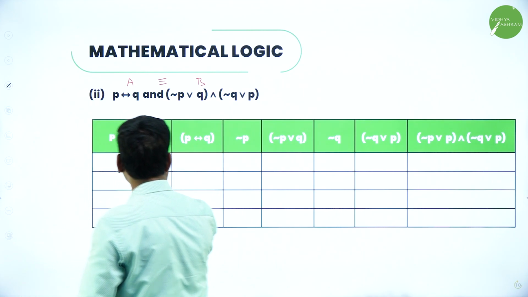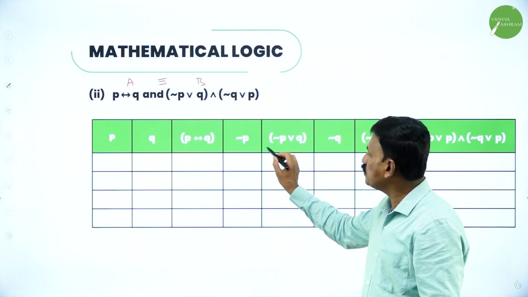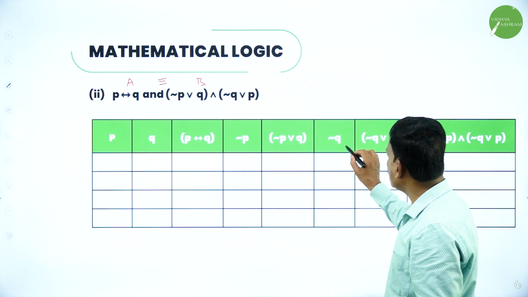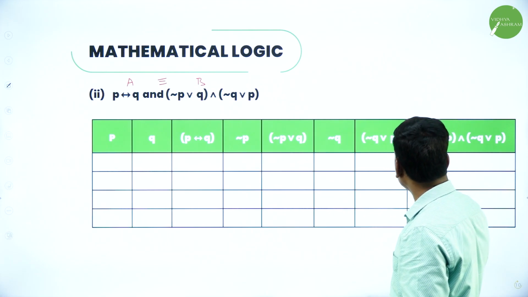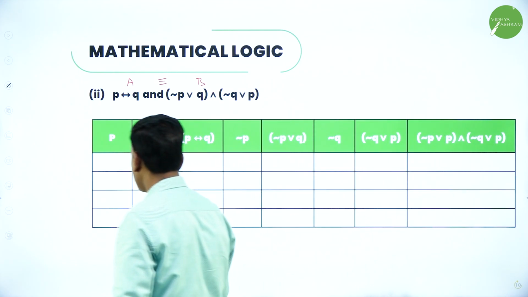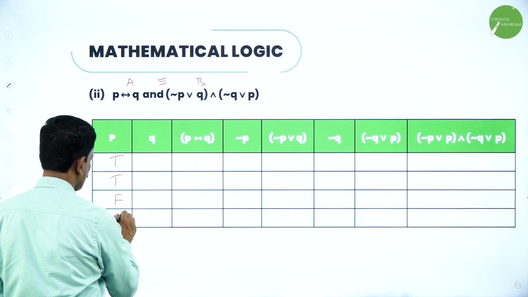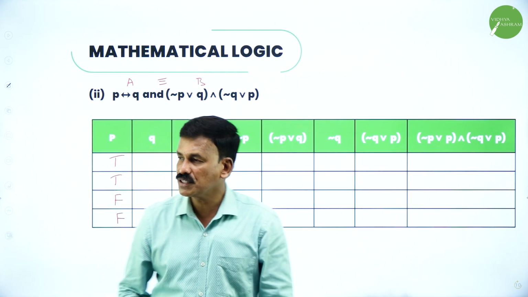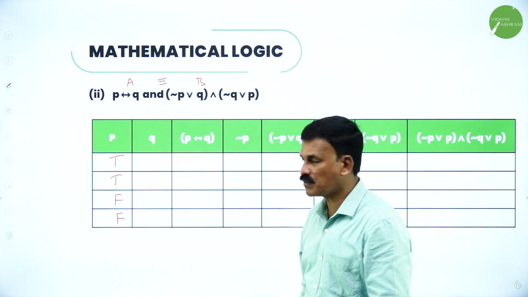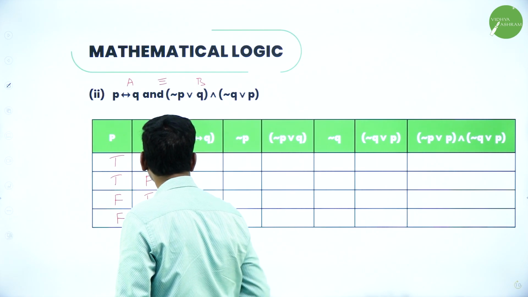Now let us split it into columns: P, Q, P biconditional Q, ¬P, ¬P ∨ Q, ¬Q, ¬Q ∨ P, and the conjunction of these two. Now write down the truth values. As usual, the truth values for P are true, true, false, false. For Q it is true, false, true, false.